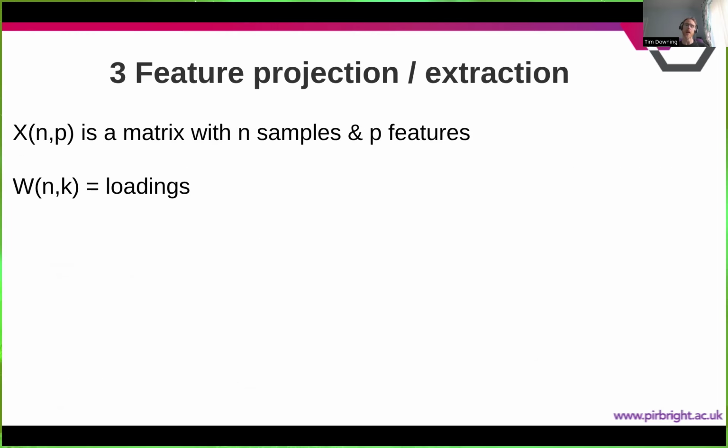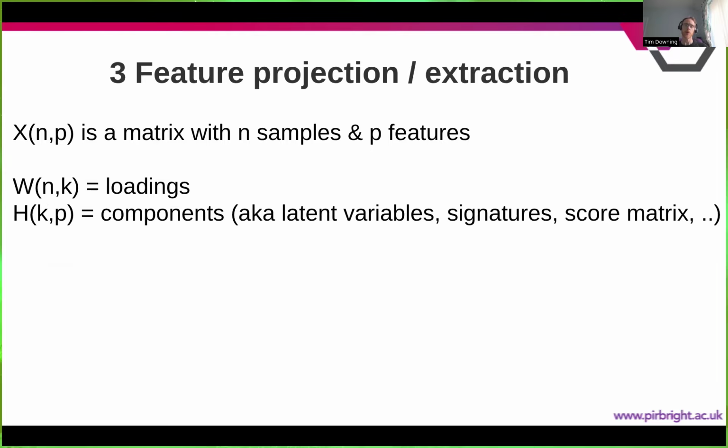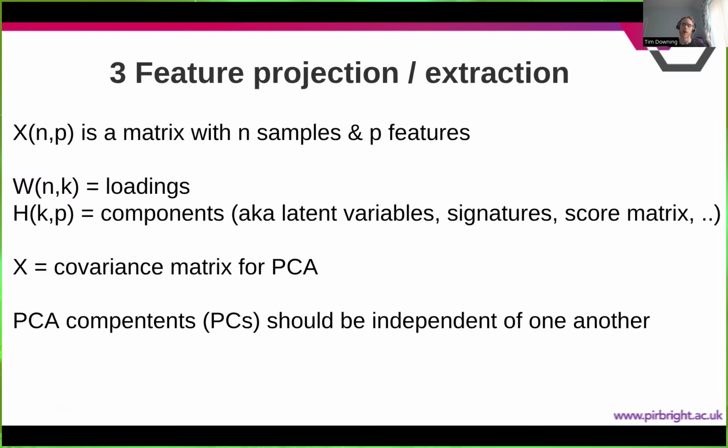So we have this matrix X, we have our matrices W and H. Sometimes H, the components, is referred to as the latent variables or signatures or score matrix and other similar words. And X is the covariance matrix for the PCA. And what we assume in X is that the features within each principal component are highly correlated with each other, and the features between different components should be largely independent of each other, and they should not be correlated.